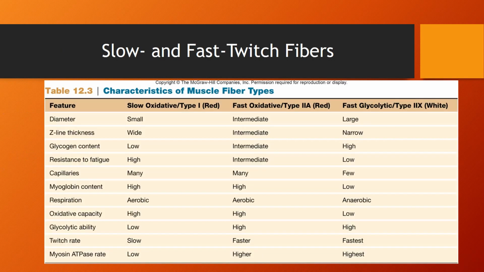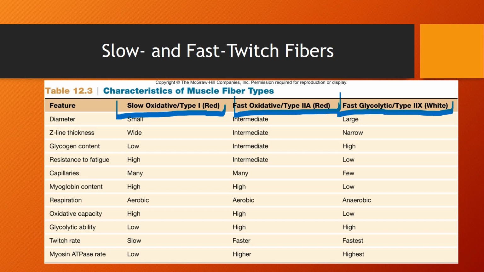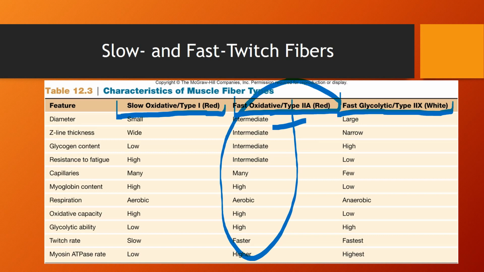And so this table gives a great representation of the differences between the three different types of fibers. So here we have that slow oxidative type 1 fiber. Here is the fast oxidative type 2A fiber, and then the fast glycolytic white type 2X fiber. All right, so difference between these three, let's look at the intermediate fiber first. You'll find that everything is intermediate in terms of diameter of the muscle, Z-line thickness of the sarcomere, glycogen content, as well as resistance to fatigue.